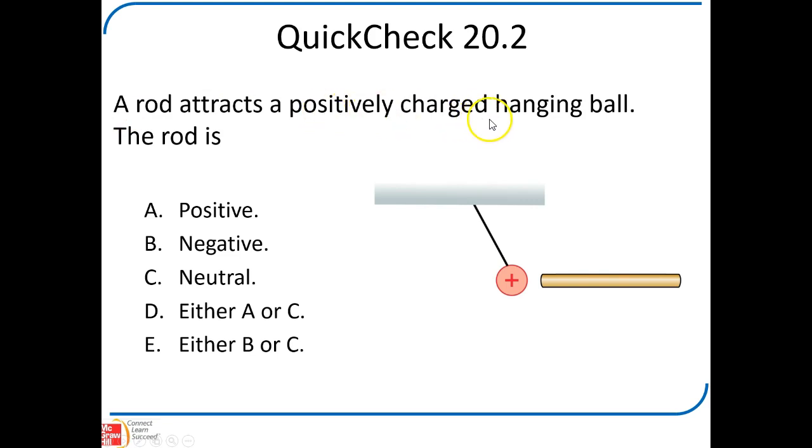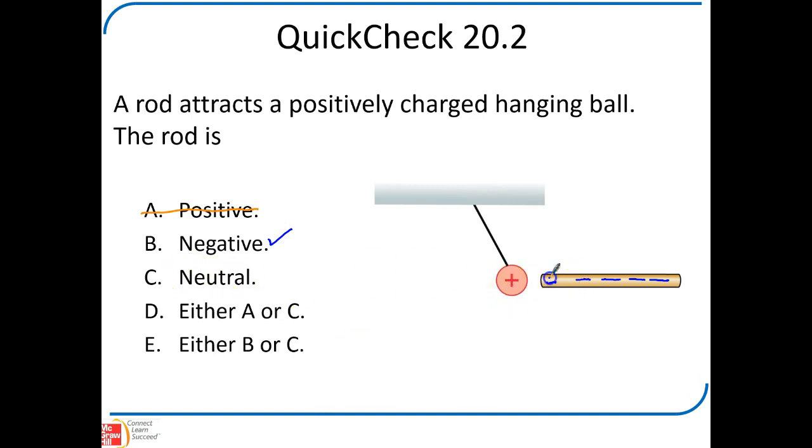A rod attracts a positively charged hanging ball. So after we've done the last one, is the rod positive? No, if it was positive, it would repel it, so that cannot be the right answer. How about negative? Well, if it was negative, then yeah, it would attract that ball. So that's got to be one of the answers. How about if it was neutral?